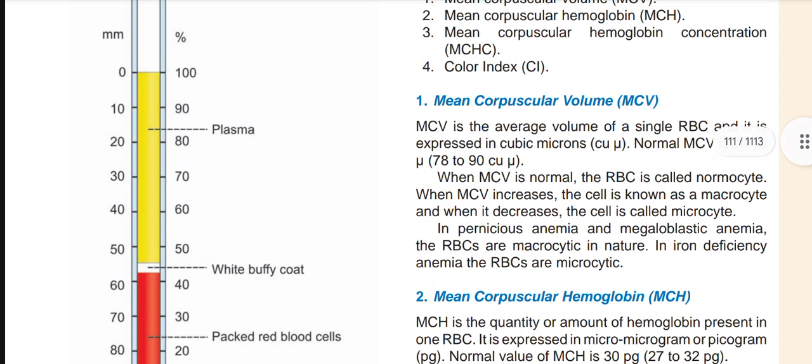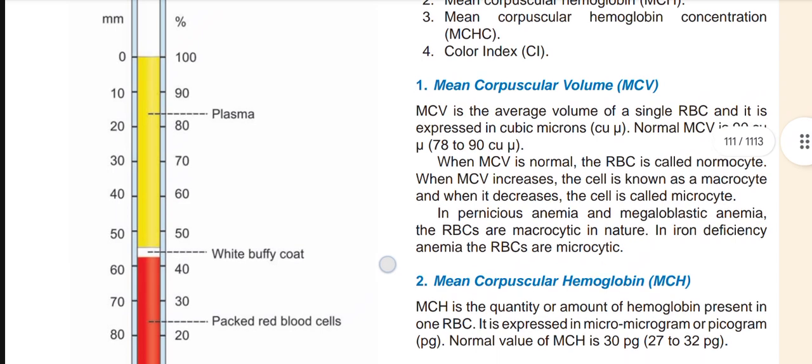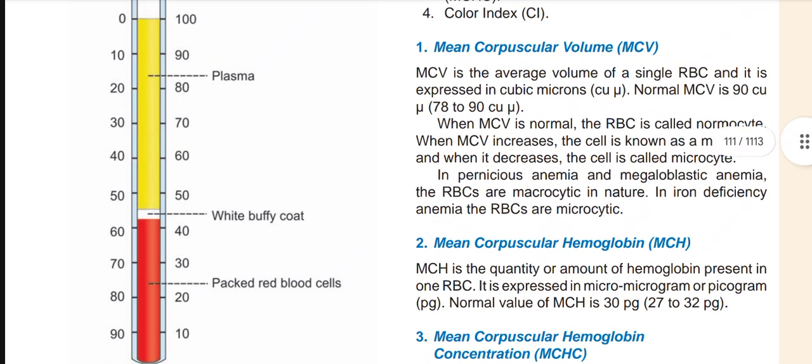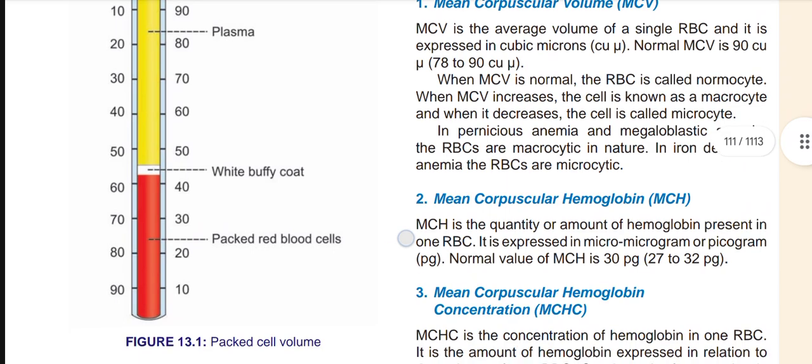When the MCV is normal, the RBC is called normocyte, and when MCV increases, the cell is known as macrocyte, and when it decreases, the cell is called microcyte. In case of pernicious anemia, the megaloblastic anemia, the RBCs are macrocytic in nature. In iron deficiency anemia, the RBCs are microcytic.